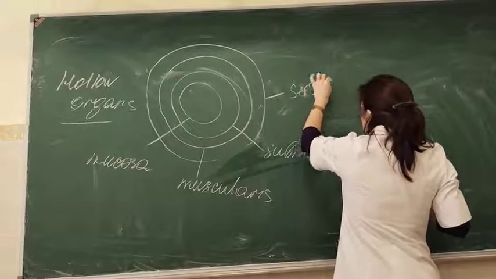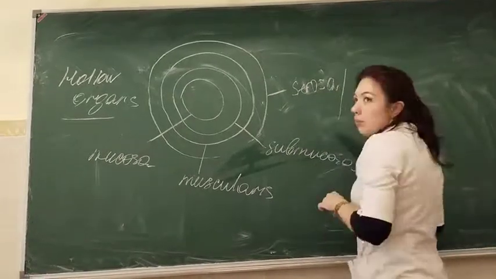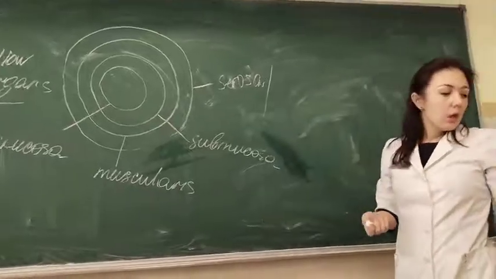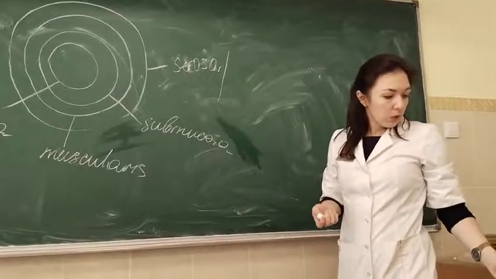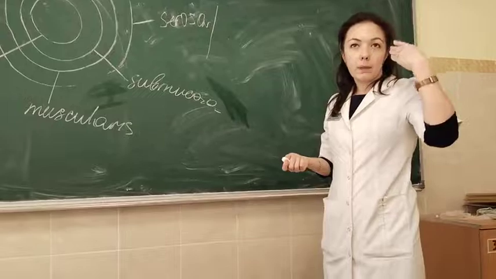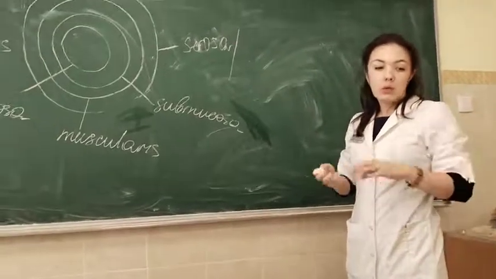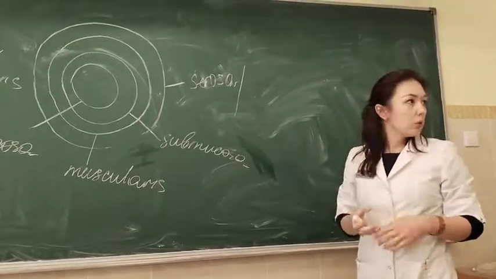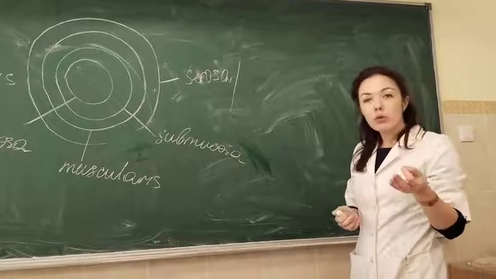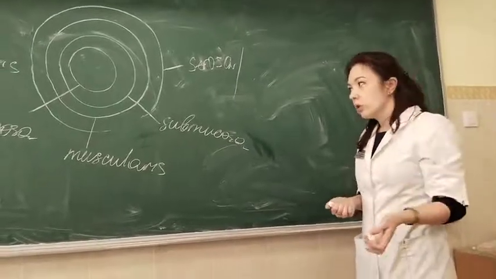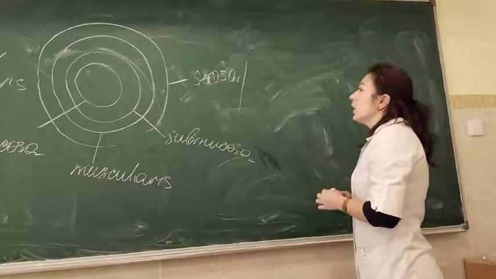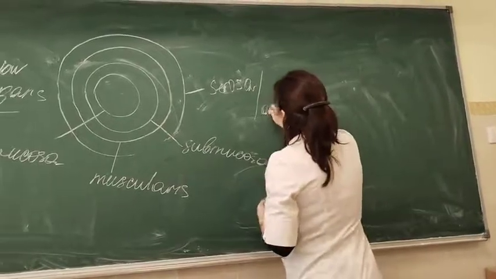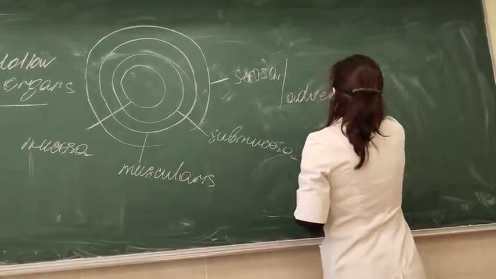It can be serosa if the organ is covered by peritoneum, for example. There are several types of serous membranes in our body. There is peritoneum that covers organs of the abdominal cavity and abdominal walls, pleura that covers the lungs, and pericardium that covers the heart. Or if the organ is not covered by a serous membrane, then it will be adventitia.